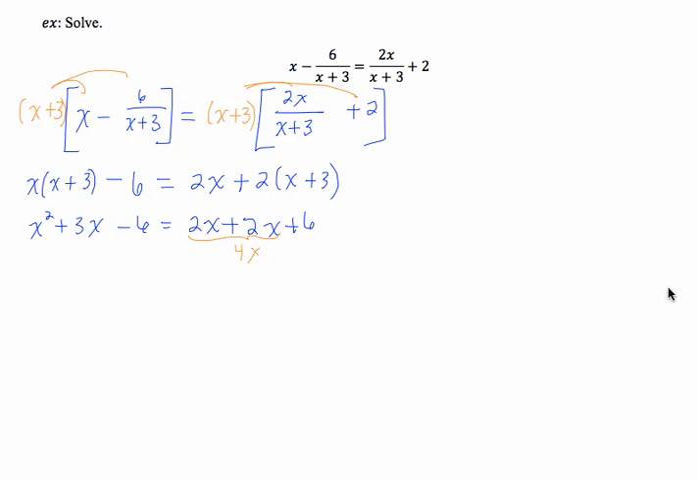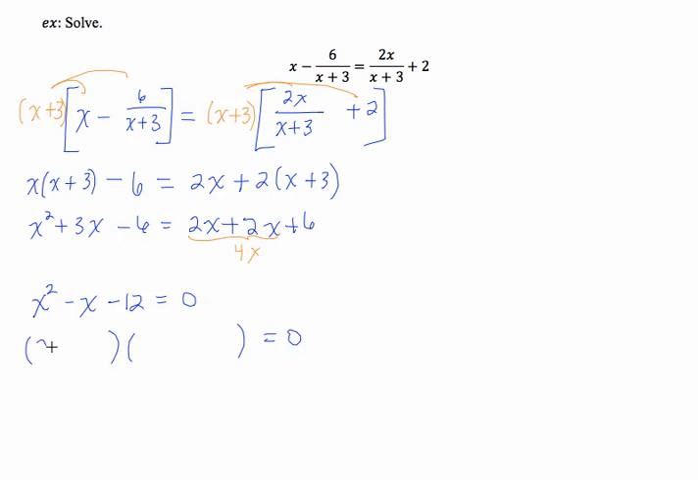So now I did do a shortcut step there, but that's okay. I'm going to move everything to the left side because I have a positive x squared on that side. So subtracting 4x from both sides, 3x minus 4x is negative x. And subtracting this 6 from both sides, negative 6 minus 6 is negative 12. And hopefully this factors.